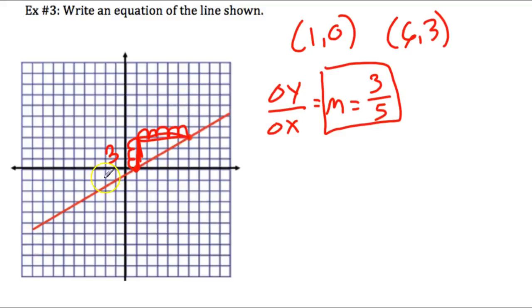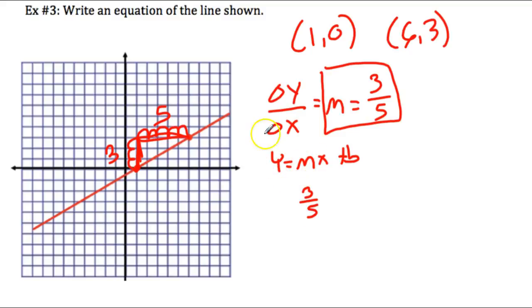Always remember, if it's going uphill from left to right, that means it's a positive slope. It's got to be positive. So I have a positive slope. Now I've got y equals mx plus b. All right. I need to plug in what I know. I know my slope is 3 over 5.